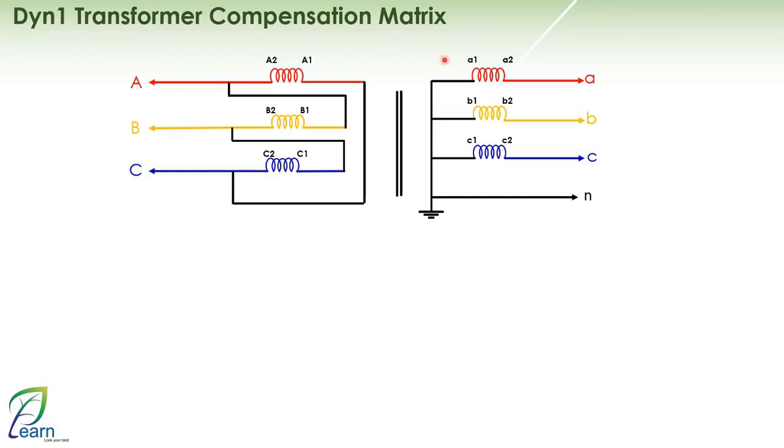To derive the compensation matrix, what will we do? We will assume the presence of an external single-phase fault on the star side, and we will assume this 3 times. Once on phase A, once on phase B, and once on phase C. Let's start with phase A.